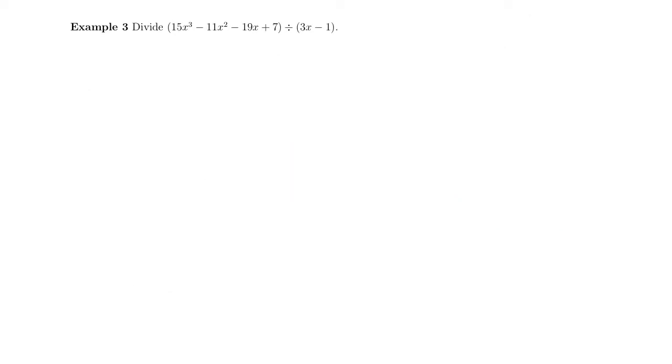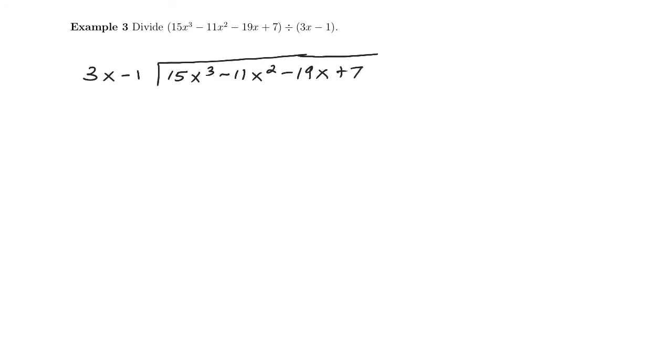And for the last example, really just repeating what we did in the previous example, but maybe just with some different numbers. So I have 3x minus 1, and that's being divided into 15x cubed minus 11x squared minus 19x plus 7. So, the values, there's just another term. There's an x cubed instead of stopping at an x squared, but that shouldn't cause a problem. This should really work the exact same way.